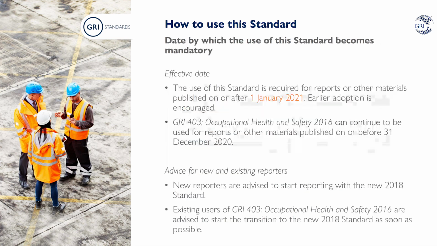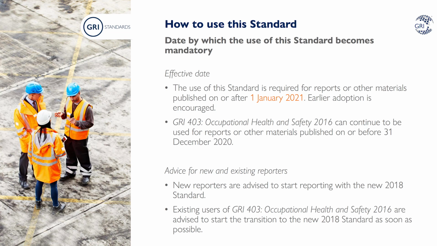The new GRI 403 Occupational Health and Safety 2018 standard will be effective for reports or other materials published on or after 1 January 2021. This means that its use is required from that date, but earlier adoption is encouraged. GRI 403 Occupational Health and Safety 2016 can continue to be used for reports or other materials if they are published on or before 31st December 2020.